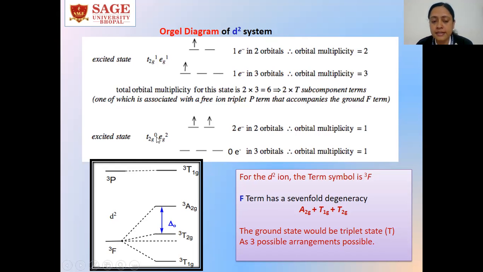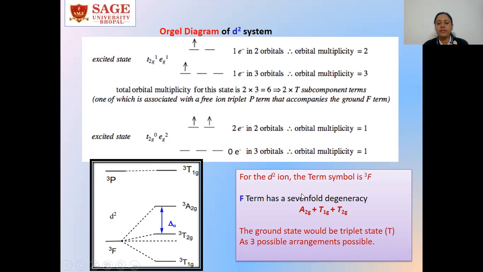Now in the second excited state, when both electrons are in the eg state, so 2 electrons in 2 orbitals, how many possible ways can we arrange them? Only one possible arrangement is there. So the orbital multiplicity is 1.